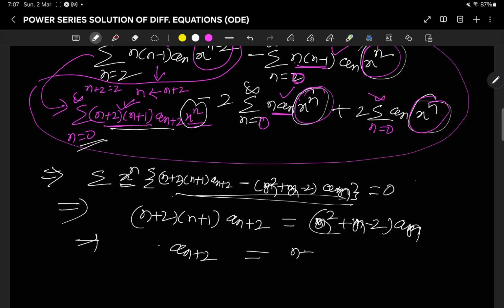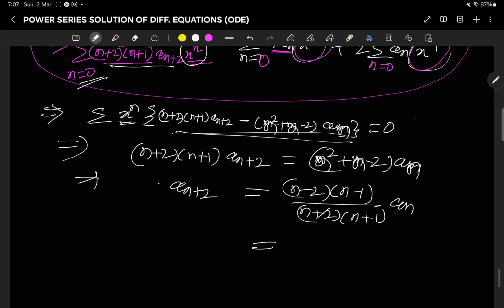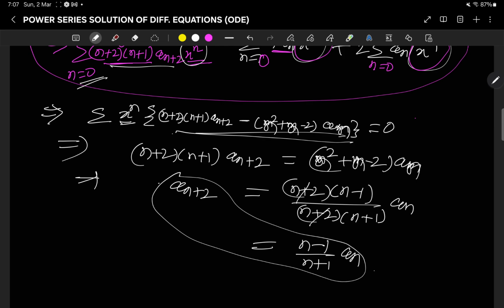It will give me (n plus 2) into (n minus 1) divided by (n plus 2) into (n plus 1) an. Okay, so that is equal to, here n plus 2 cancelled, (n minus 1) by (n plus 1) an. So this is my a(n plus 2), and for n there is no restriction, n is greater than or equal to 0, so that I can find a0, a1, a2 like that.